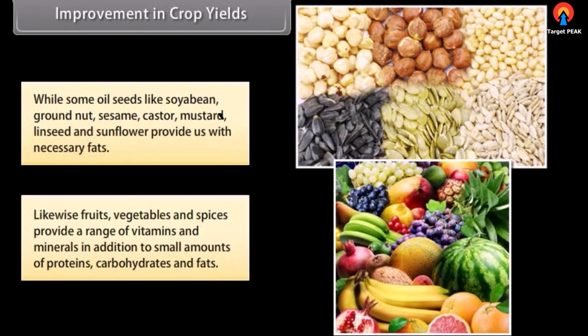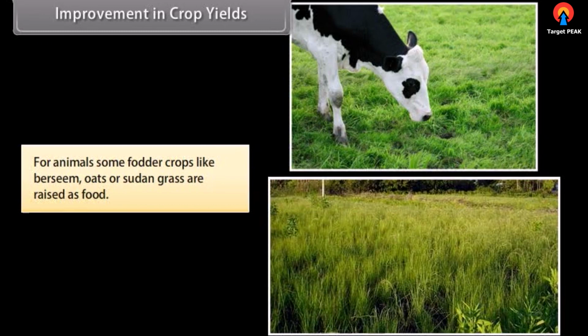Likewise, fruits, vegetables and spices provide a range of vitamins and minerals in addition to small amounts of proteins, carbohydrates and fats. For animals, some fodder crops like berseem, oats or Sudan grass are raised as food.